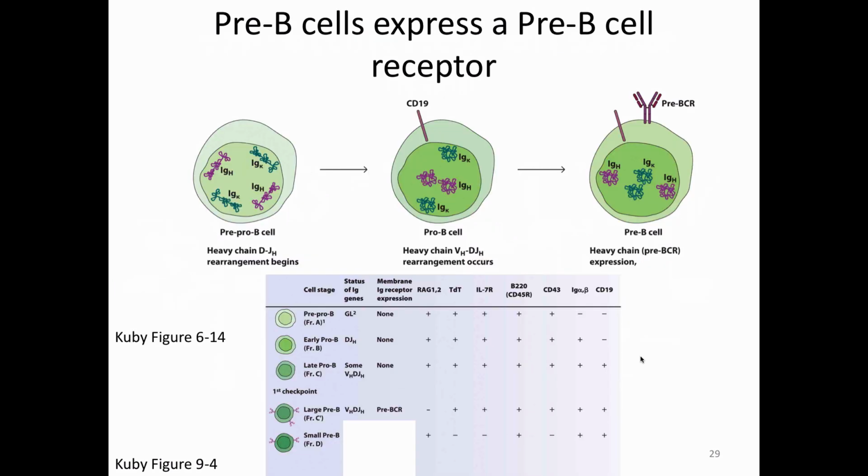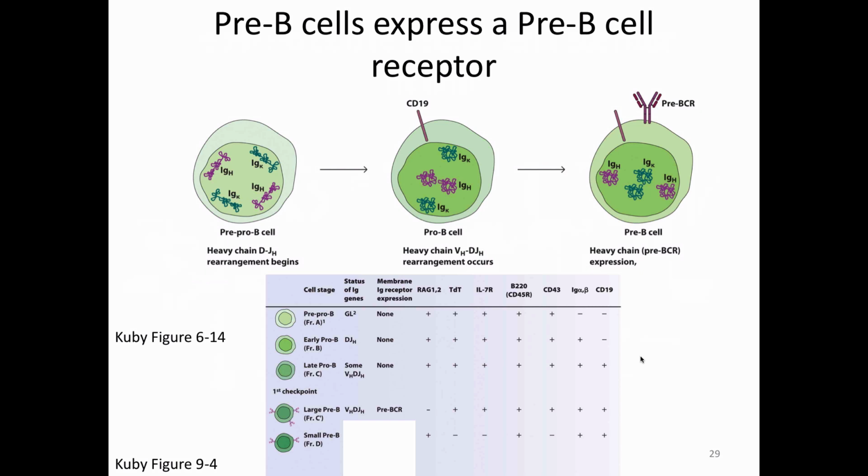So here you can see our pro-B cell has no heavy chains and no light chain on the surface, but our pre-B cell has a pre-BCR with a heavy chain and our surrogate light chain. And you can also see this here, where now we have the VDJ, we've got a pre-BCR on the surface.